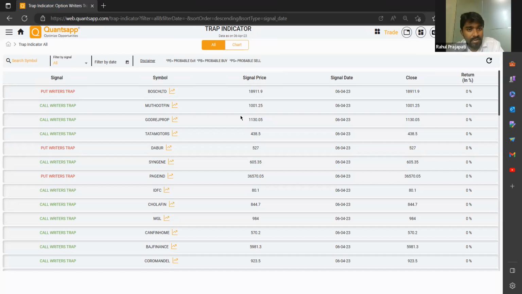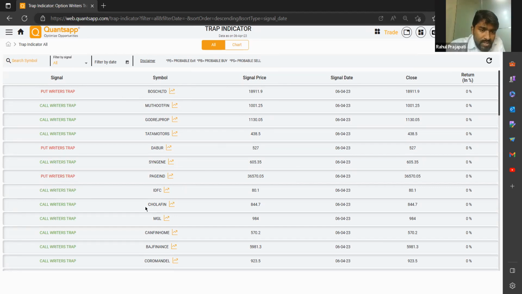If the call writers are trapped, it's a bullish sign. If the put writers are trapped, it's a bearish sign. So the trend is there. It's a unique way of trading, yes, because people generally don't see the data in this way. So if you identify a trap situation anywhere, you can easily identify that the stock is bullish or bearish. That's all you need to do.